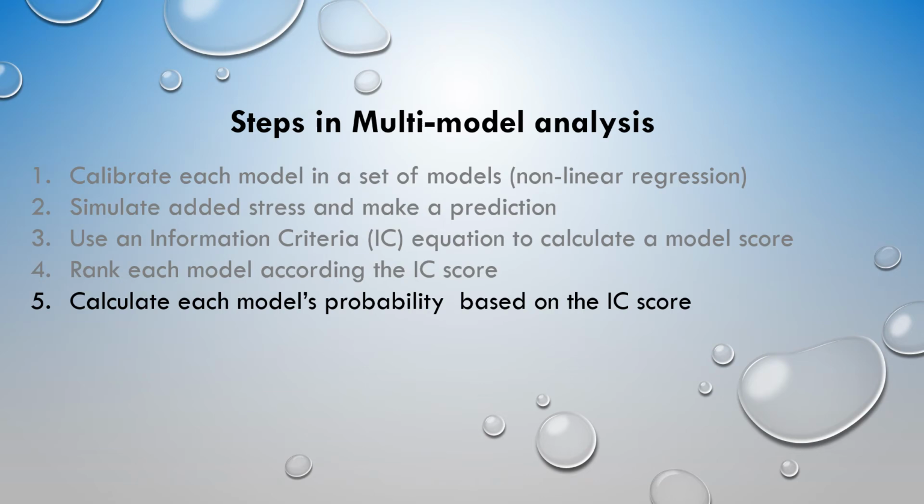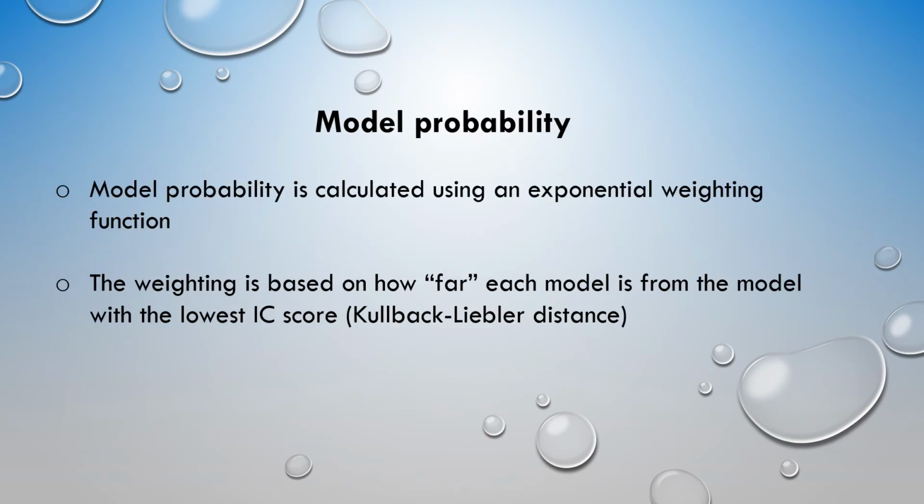Once the models are ranked according to the information criterion score, each model's probability can be calculated. The model probability is calculated using an exponential weighting function. The weighting is based on how far each model is from the model with the lowest IC score. This is called the Kullback-Leibler distance.